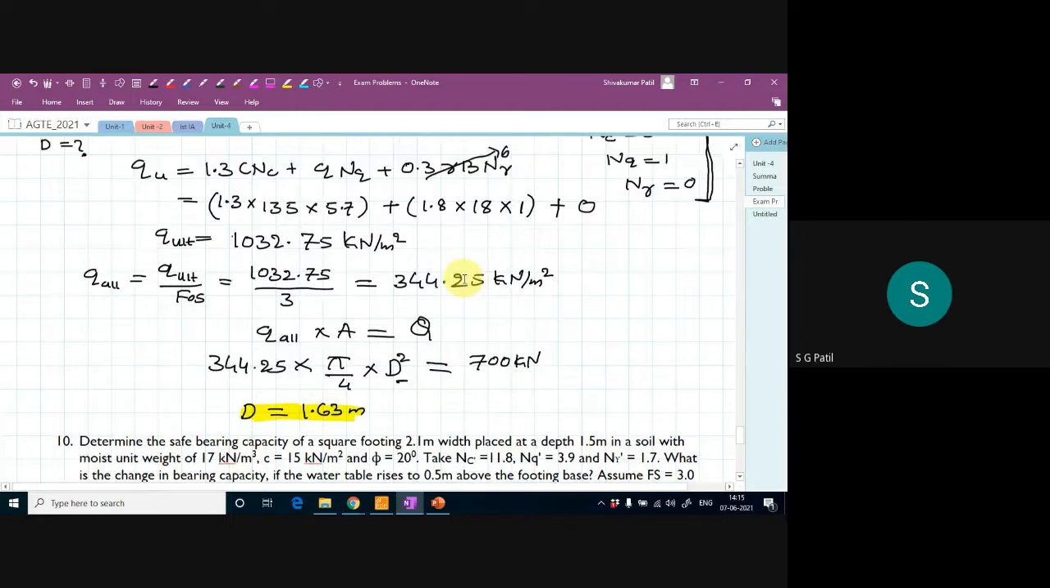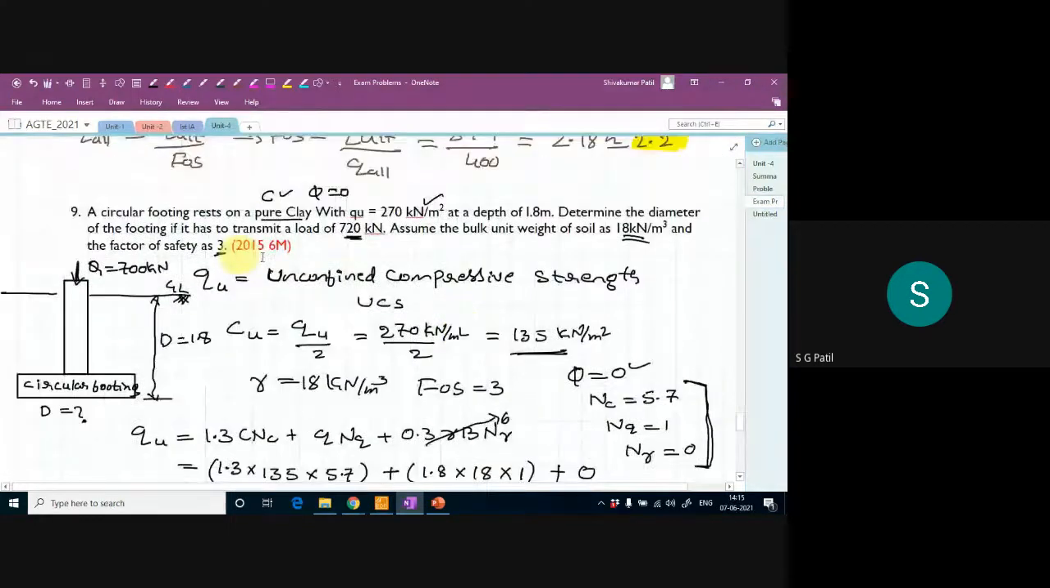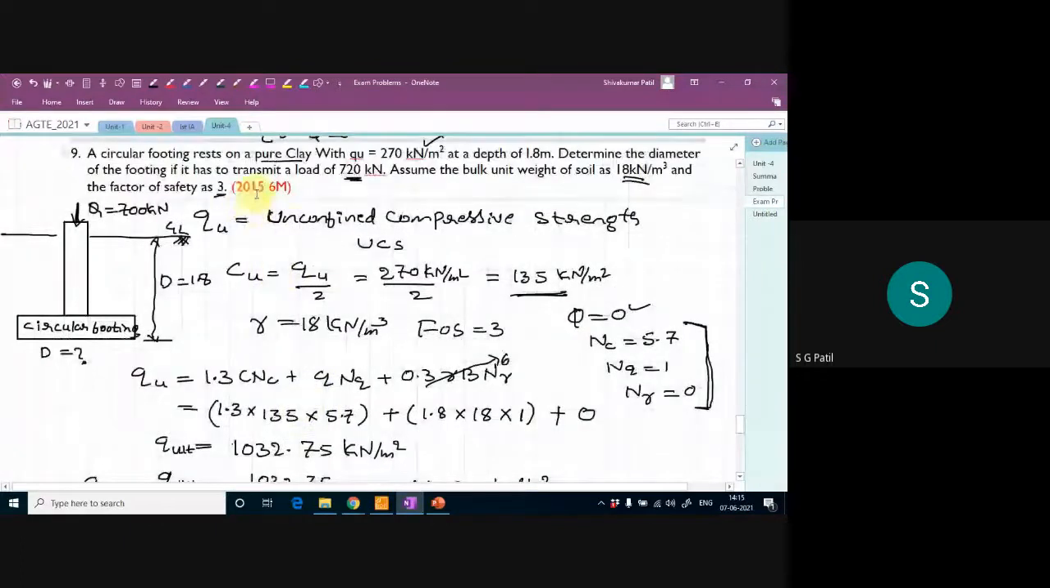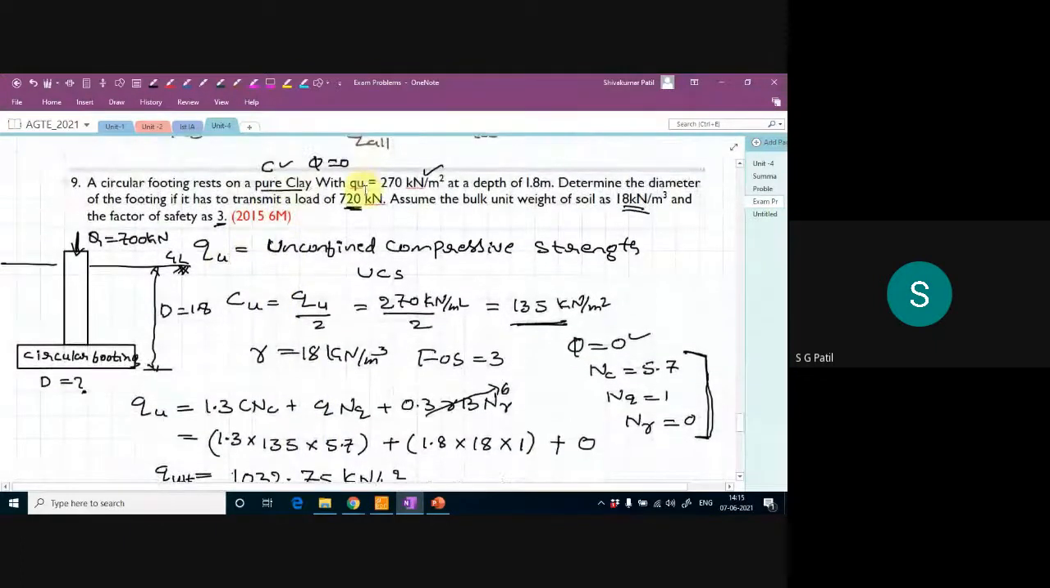Any doubt here? So this is asked in 2015. Very small problem for 6 months. But somewhat little bit trickier. Okay, so you may not understand what is QU value. Okay, so QU is nothing but unconfined compressive strength. Okay, so you would have studied in your 5th semester. So that's why some 5th semester concepts are always very important.